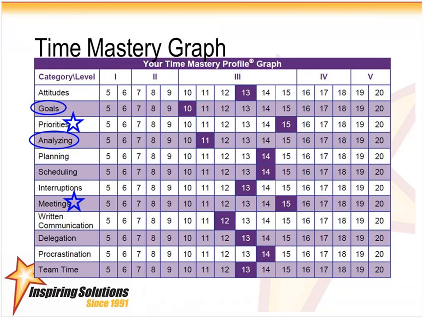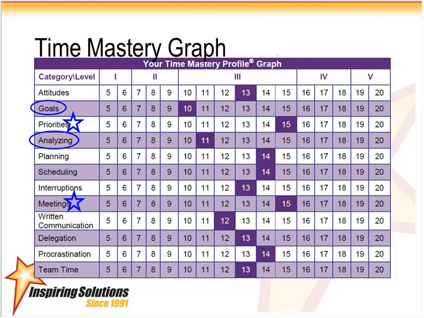When completing a series of questions, the report will come back with an overview of 12 different dimensions of time. This happens to be the graph that illustrates your level of mastery. And this particular exercise asks you to put a star next to a couple of the areas you're doing well at. In this example, it was priorities and meetings. And then circle a couple of the areas that you would like to improve upon.